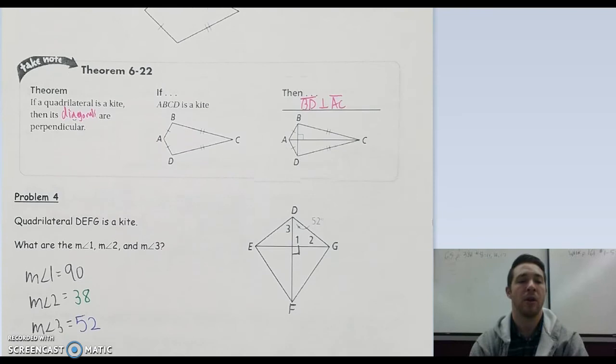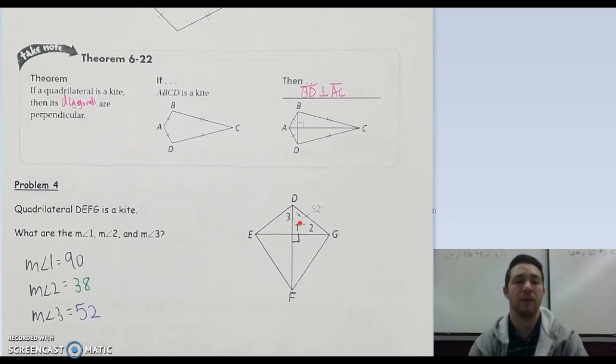problem 4. If I start with just the 52 labeled there, that should be enough to get the other 3 that I'm looking for. And first of all, angle 1, since that's the intersection of your two diagonals, and since I know those diagonals are perpendicular, I know that any angle in the middle there is going to be a right angle. So first of all, we can say that angle 1 is going to be 90.